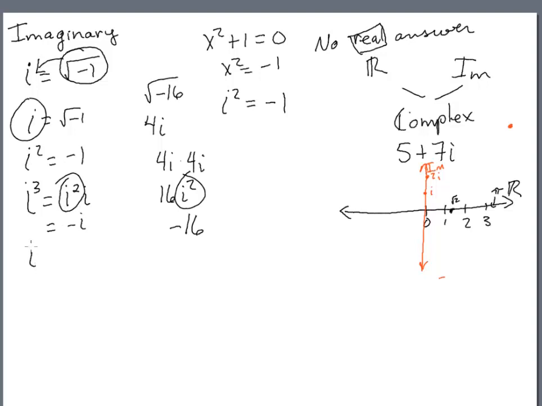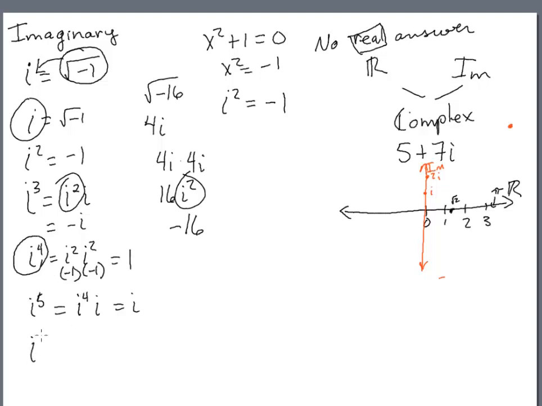i to the 4th. Well, that's i squared times i squared. i squared is negative 1. So negative 1 times negative 1 equals 1. So that means if we have something like i to the 5th power, well, i to the 4th is 1 times i, that's i to the 5th. That gives us just i, because i to the 4th is 1.